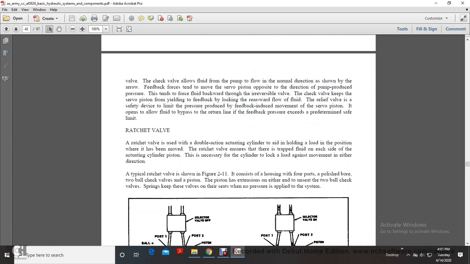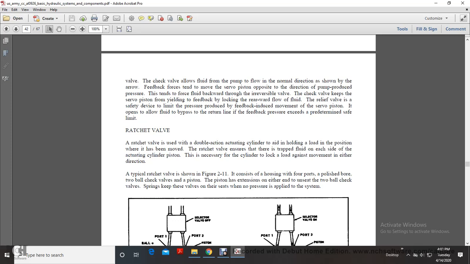The check valve allows the fluid to pump through the flow in the normal direction shown with the arrow. The force feeding the D tends to move the servo piston in the opposite direction. Pump pressure tends to force the fluid back through a reversible valve. The check valve keeps the servo piston from yielding to feedback by blocking the rearward flow of fluid.